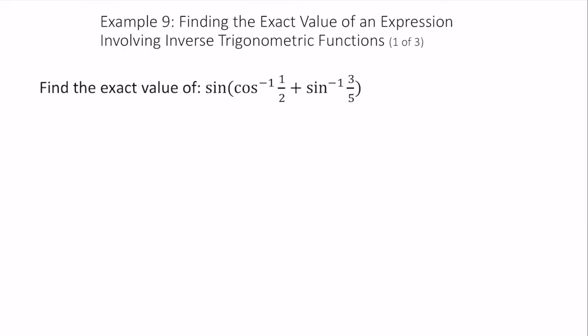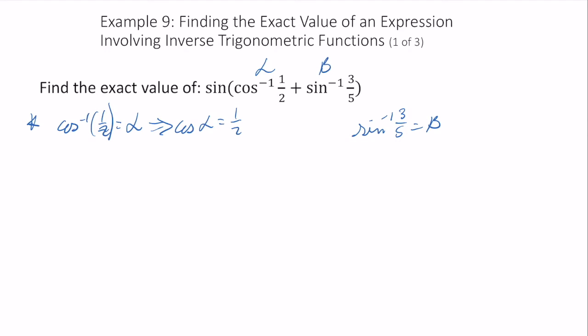Let's work through our last example. So I'm going to find the exact value of sine of arc cosine of 1/2 plus arc sine of 3/5. So let's talk about some stuff that we know about inverses. So if I have cosine inverse of 1/2, we'll let that be alpha. That means that cosine of alpha equals 1/2. And if I have arc sine of 3/5 equals beta, we're going to let this be alpha plus beta. This tells me that sine of beta equals 3/5.